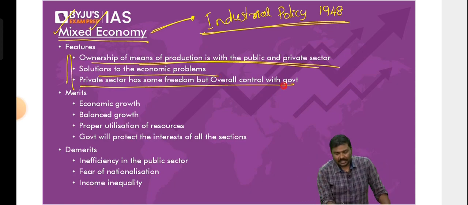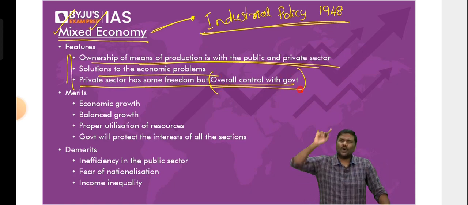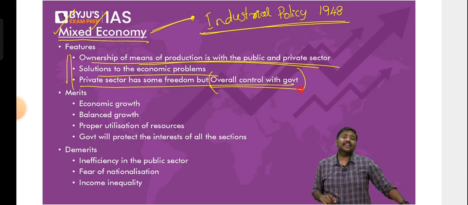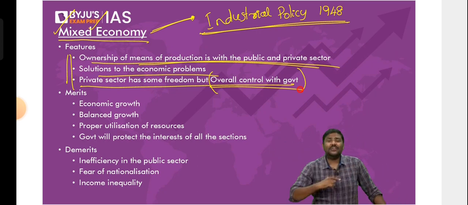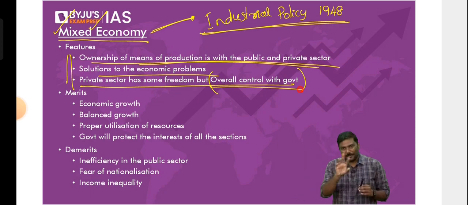And private sector has certain freedom, but remember this: overall control over the economy is always there with the government. For example, in case of India, can government of India decide which company should be allowed to enter into India, which company should be allowed to manufacture goods, or whether the company should be allowed in the first place to manufacture or not? Have you understood the statement here? Can government of India decide that?